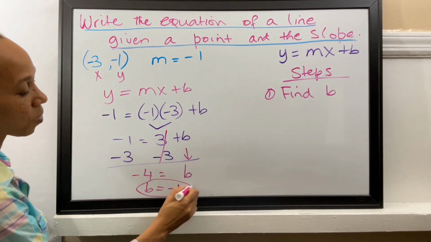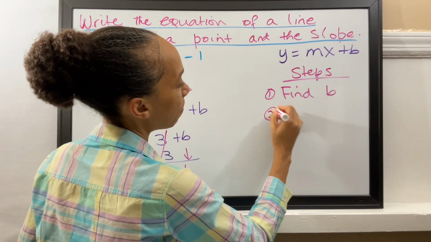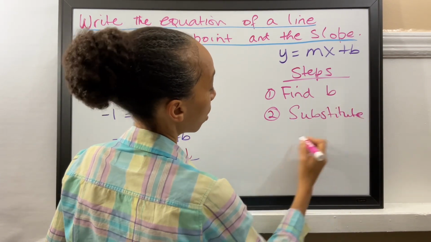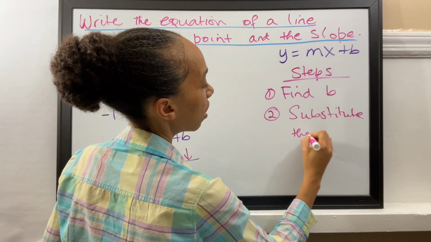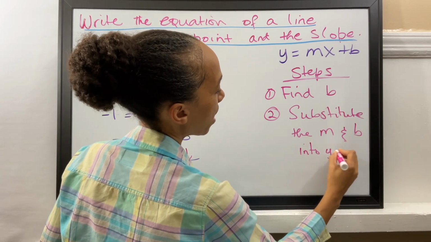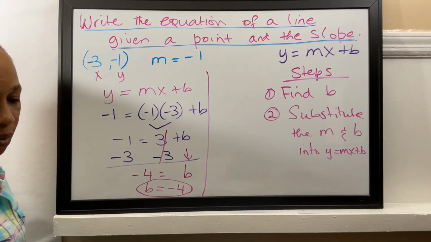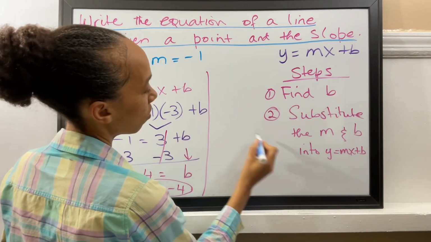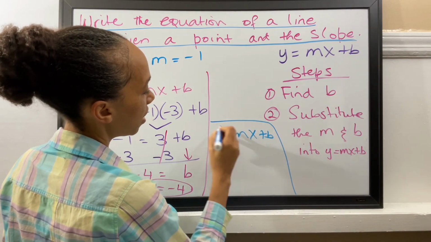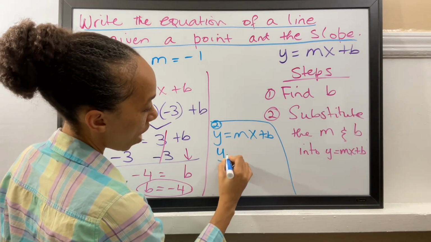But I'm not done. I need to take this b now that I found b and do step 2. So step 2, I'm going to substitute the slope m and b into y equals mx plus b. All right, so that's step 2. So let's get to step 2 now. I'm going to substitute that in there. So I'm going to write y equals mx plus b. This is step 2. All right, and I'm going to have now y stays the same.